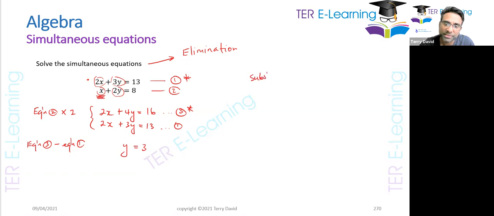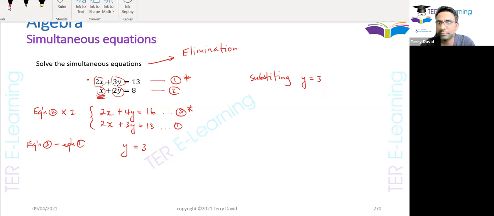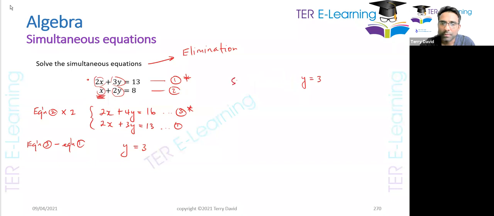So you're going to say substituting y is equal to 3. Now you could take that and plug it into any one of the equations that you want. But what I'm going to do, I'm going to plug it into my second equation. So substituting y is equal to 3 into equation 2, my second equation, right?